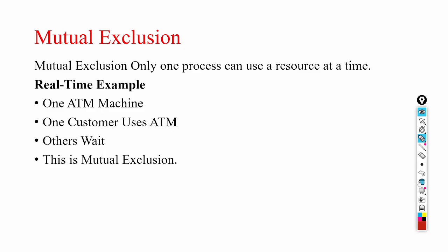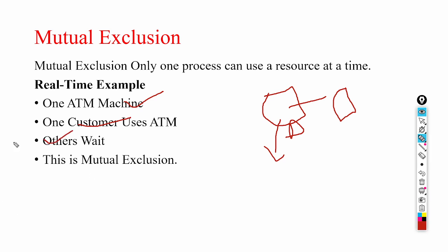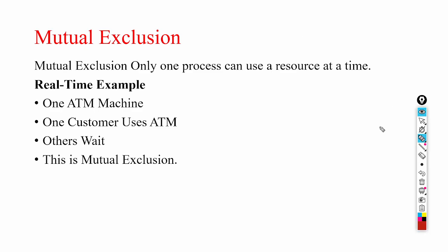For example, a printer cannot print documents for two users simultaneously. If we request one document from the system to the printer, can two users print at the same time? No, it is not possible. Therefore, waiting becomes necessary here. And one more real-time example: there is only one ATM machine, so one customer uses it at a time and the others have to wait. So this is nothing but mutual exclusion.